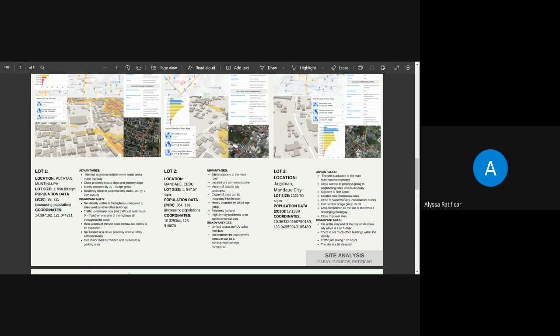For the third lot, it is located in Barangay Hagobiao in Mandaue City. So it has a lot size of 1,322 square meters, and the population data is 12,138 for the total population in that specific barangay.